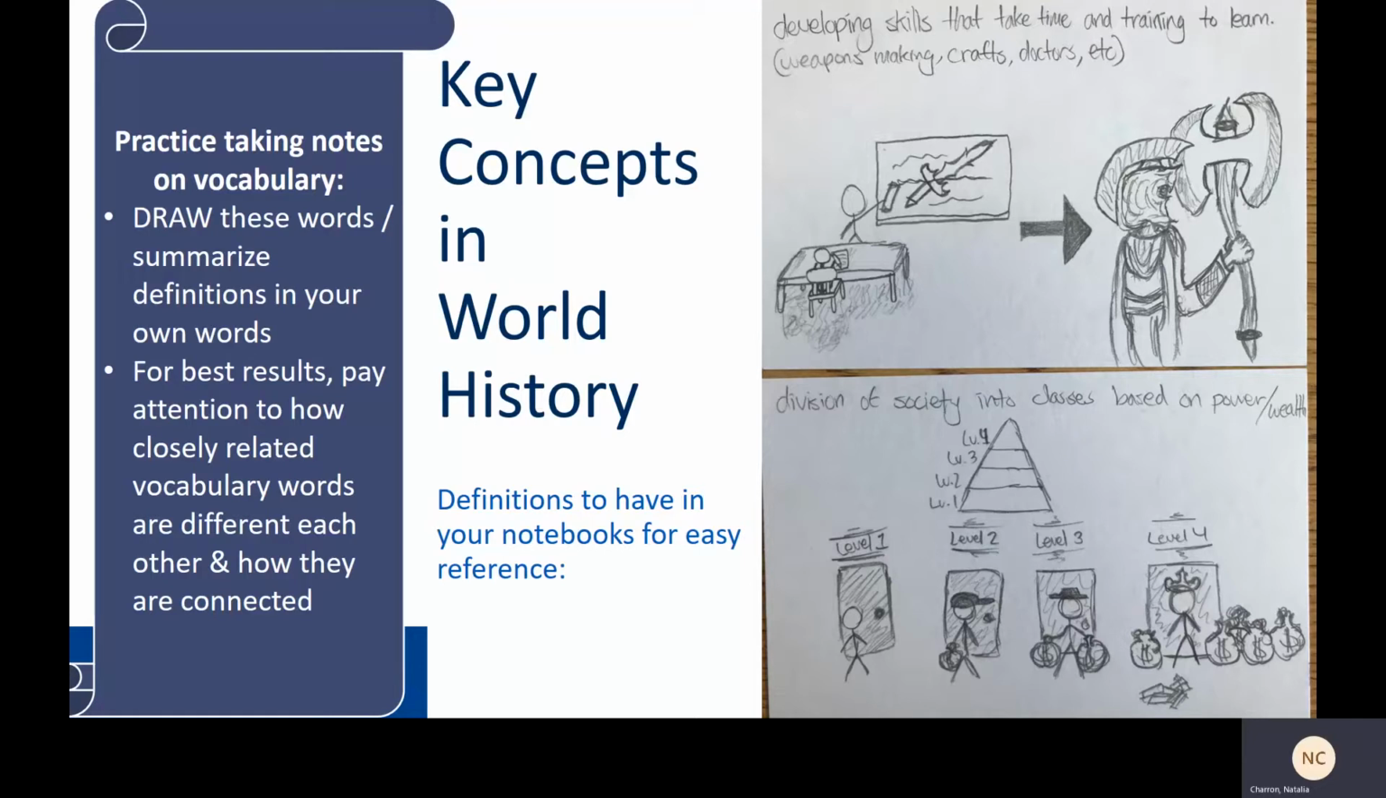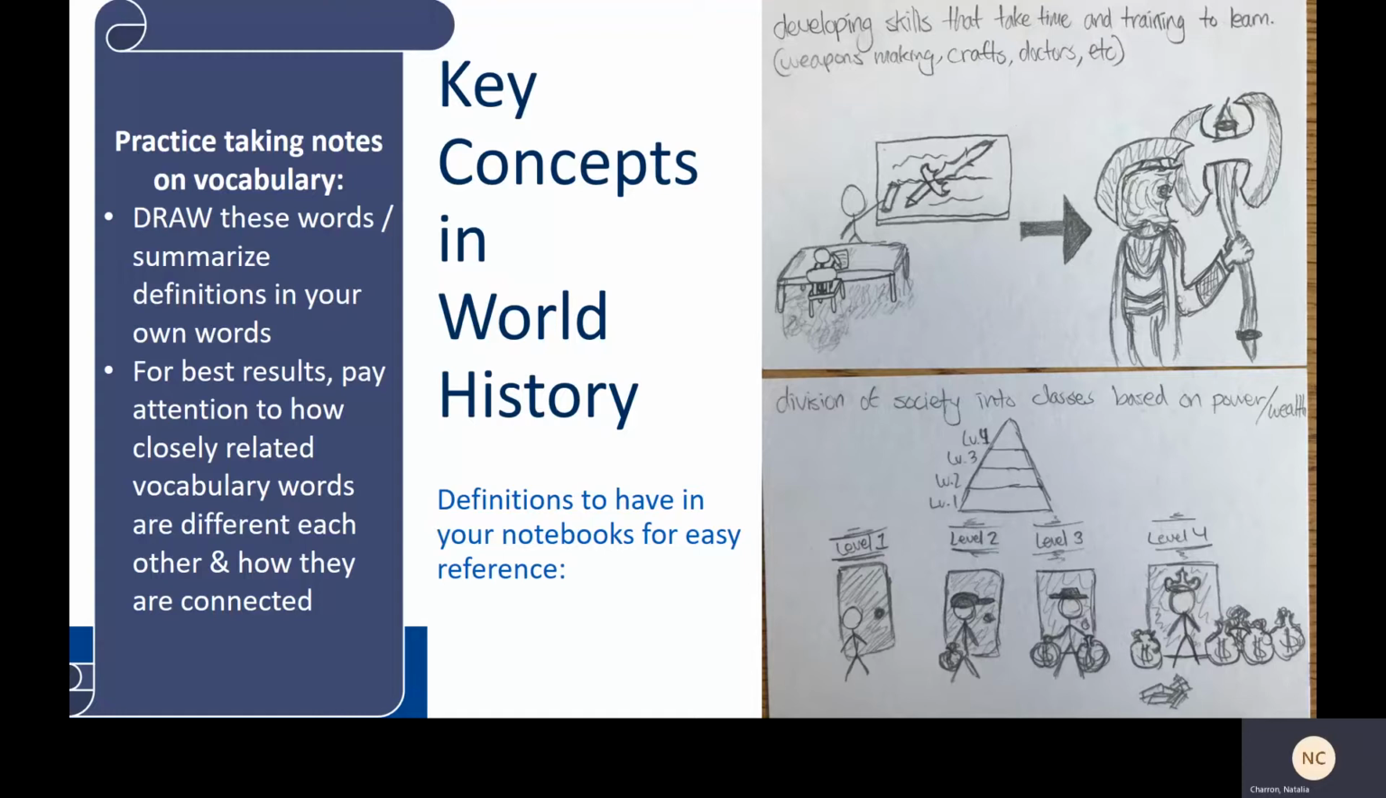It's pretty easy to copy down a definition without actually understanding it. It's a lot harder to draw the idea of the word, but if you can successfully do that, then not only do you actually understand the concept, but you're probably going to remember it a lot better too. There's some examples up on the slide.